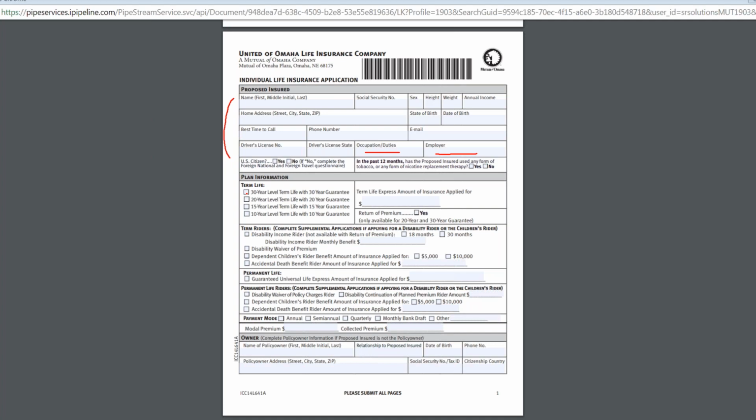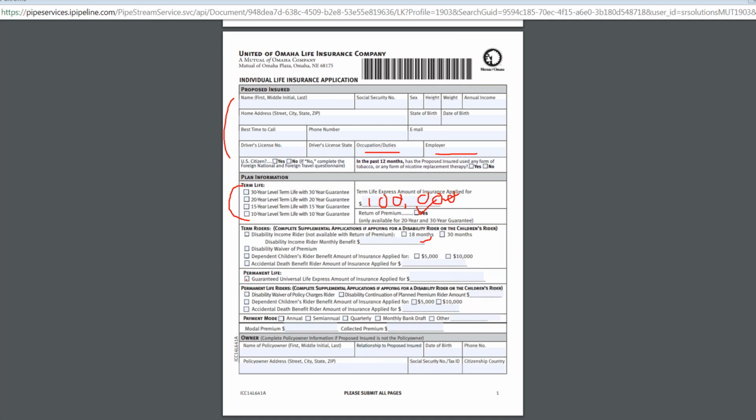Over here is where you're selecting your term. What term are you doing? 10-year through 30. Remember, return to premium is only available on the 20 or the 30 year. This is where you're going to fill in the amount. So as an example, if we're doing 100,000, we're going to write that in there. And then if they're doing a return to premium, you got to make sure you mark the X. And again, only available on 20 or 30 years. If they're doing any of the riders, make sure you select the riders. If they're doing the disability income, make sure you're marking on there which one it's for, either 18 months or 30, and make sure you mark down what the amount is.